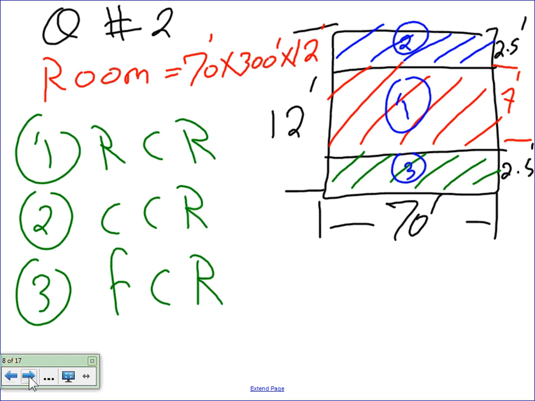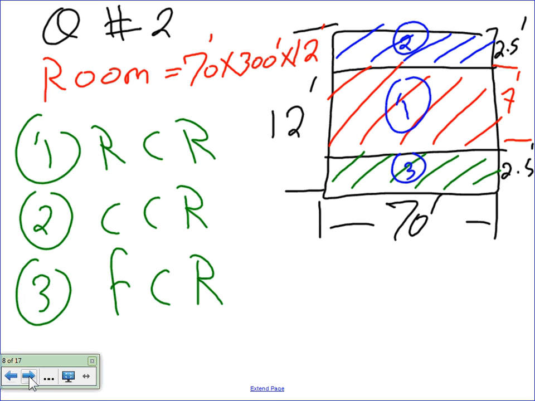For this room, I need to find the room cavity ratio, ceiling cavity ratio, and floor cavity ratio. In order to show you, I drew a picture, which you all have. Cavity number 1 is the red one. The height of the whole area is 12, with 2.5 for the floor and 2.5 for the ceiling. That leaves 7 for the room, 2.5 for the floor cavity, and 2.5 for the ceiling.